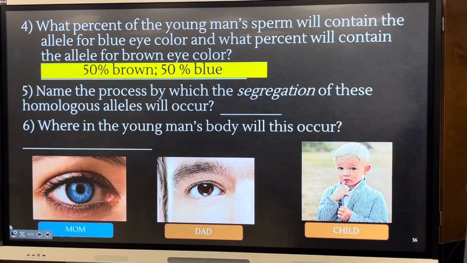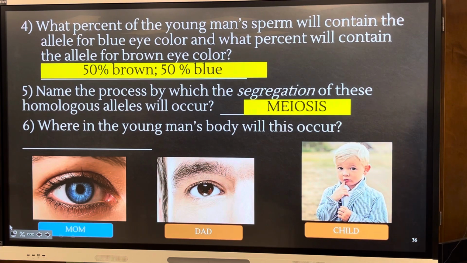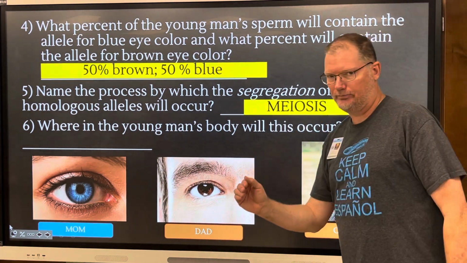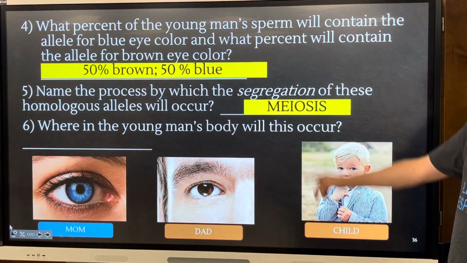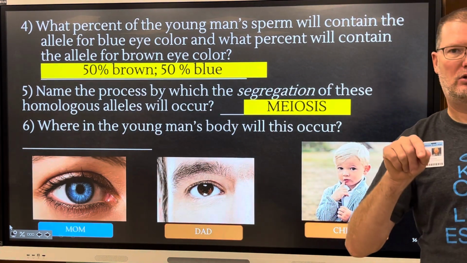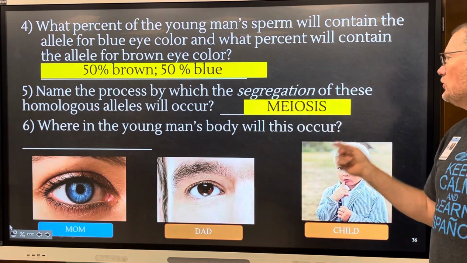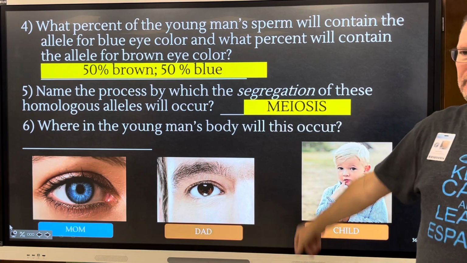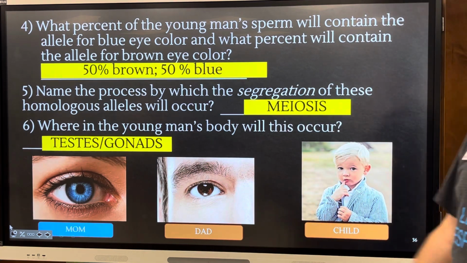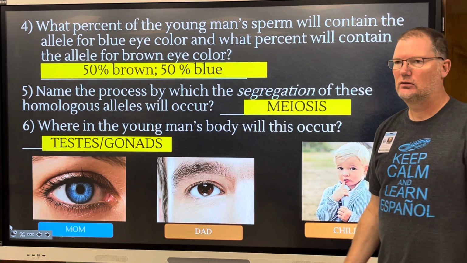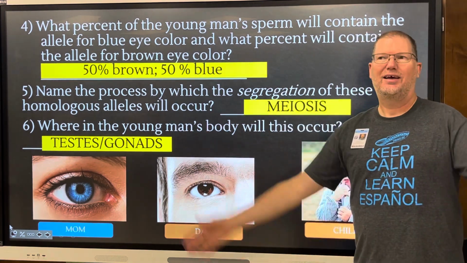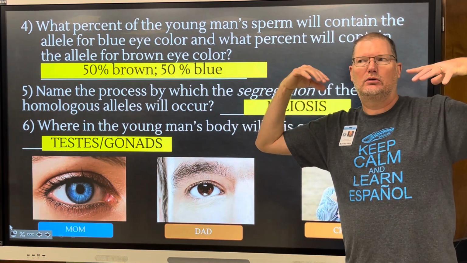What process will separate these alleles? Meiosis. We just went over it. Meiosis is the process where segregation or separation takes place. Okay? And where in the young man's body will this occur? The only place in the body where meiosis takes place. Everywhere else is mitosis.